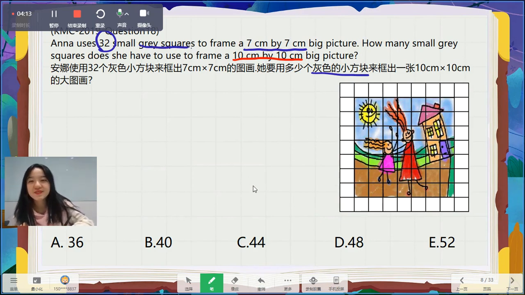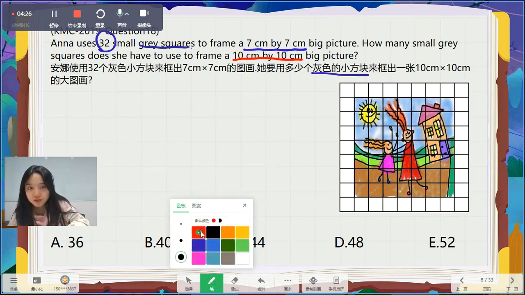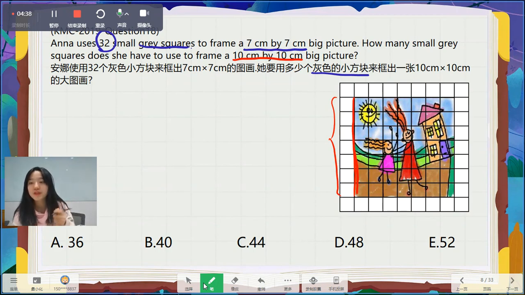Let's see here, 32. How can we get the 32? How can we calculate it? On both sides, I will change to another color to make it more obvious. On this side, it has 7. It has 7 squares on every side because it's a square. Let's revise the properties of a square. All the 4 sides, are they the same or different? All the 4 sides are the same.